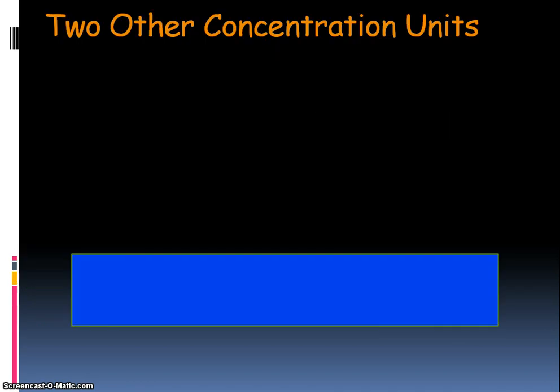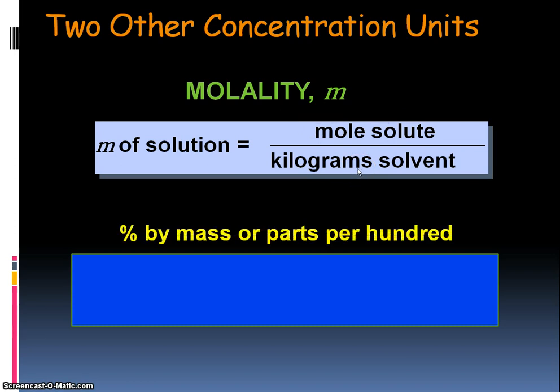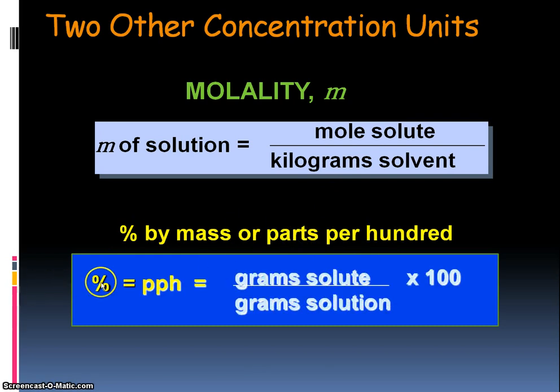Good job. There are 2 other concentration units that we're going to be worried about. First one is molality, and this is an italicized m. Molality is moles of solute divided by kilograms of solvent. And we use this specifically for large amounts, usually outside of lab. And we also worry about percent by mass, or pph, parts per hundred. That is grams of solute divided by grams of solution times 100. It's also known as pph.